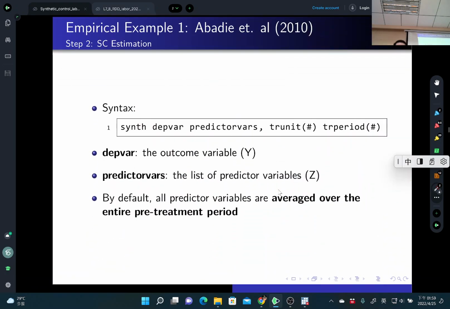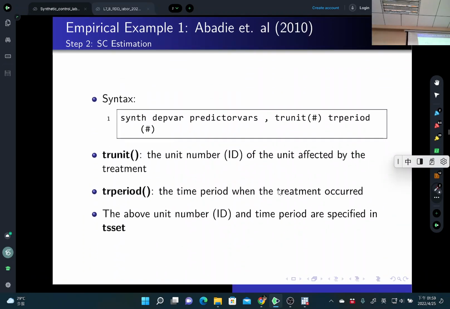Okay. So step two is synthetic control estimation. You use synth, and the first thing you need to put is the outcome, and second is your covariates, the predictors. That is either the pre-treatment period's outcome or some observed characteristics. Then you also need to specify the treated unit. In our case, it's California's state ID, which is three in this case. And for the treated period, you need to put the time period when treatment occurs. In this case, it's 1989 or 1988, something like this.